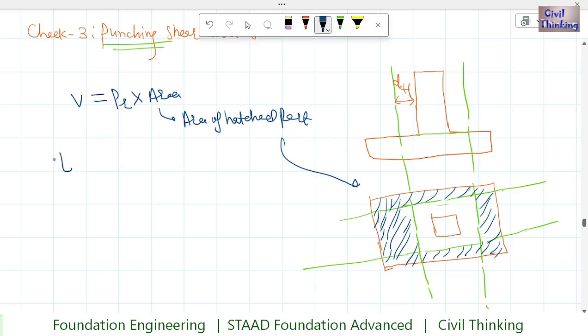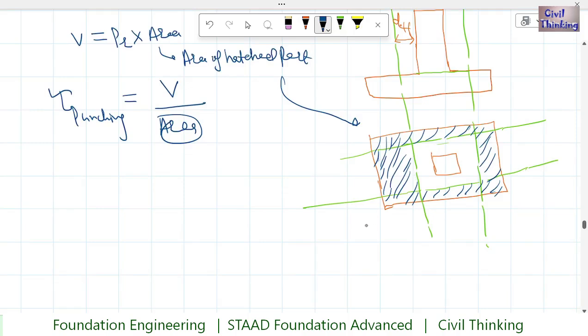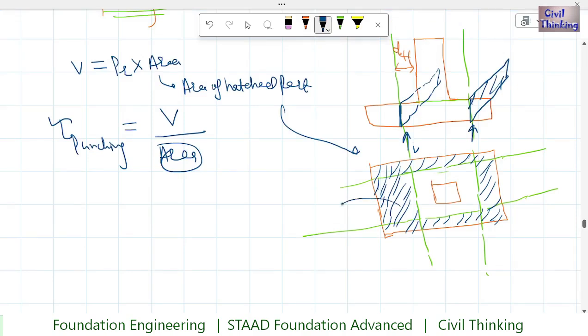Now when we talk about the punching shear stress, it is going to be this shear force V divided by what? Area. But which area? I told you when we calculate the shear stress, we use the area parallel to the shear force. For example here, the shear force is this, so this length times the depth inside is going to be the area. Similarly here, the shear force is here. What is the parallel area? The parallel area is, for example, this. Similarly on the behind side.